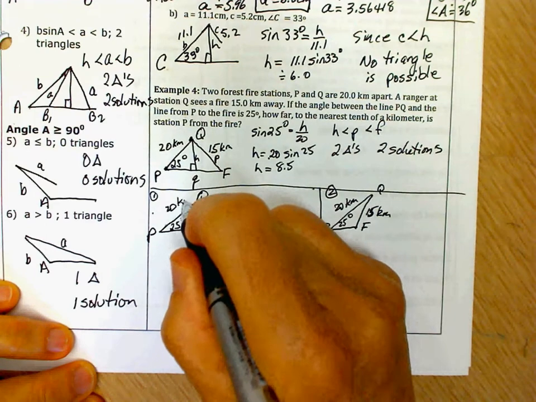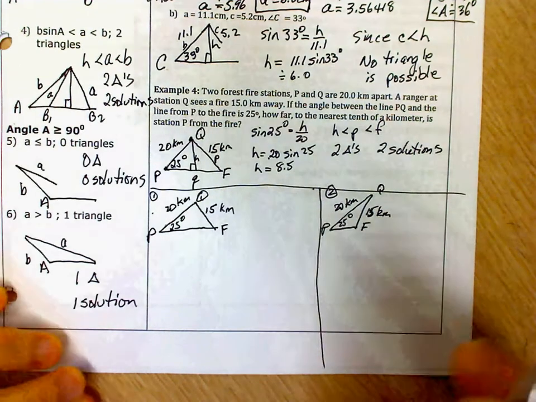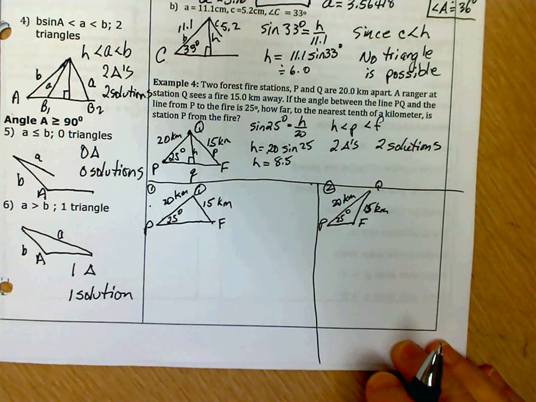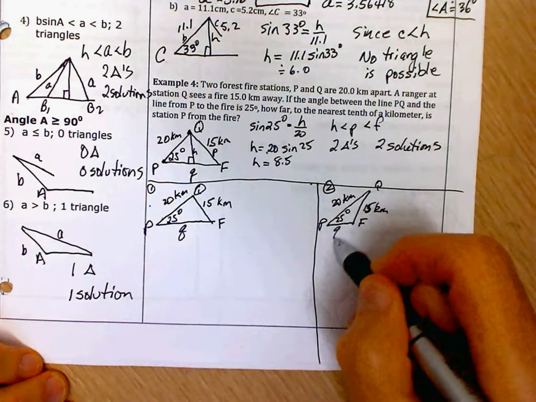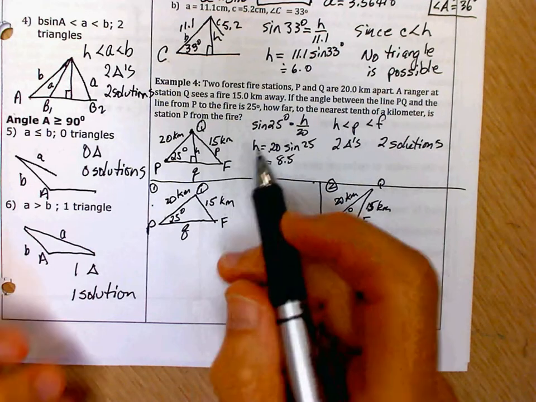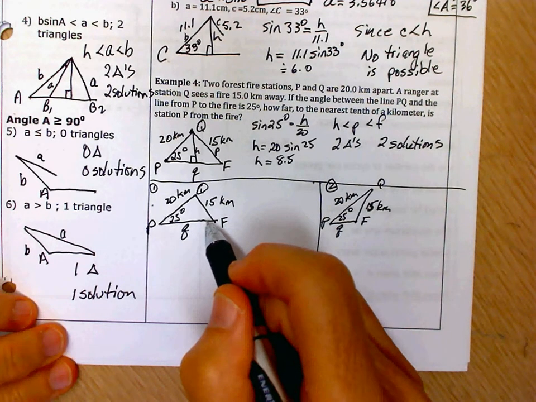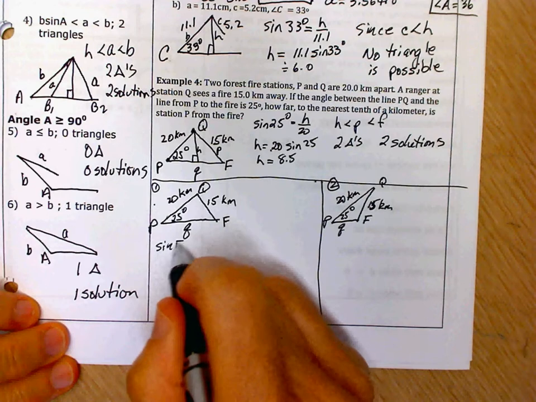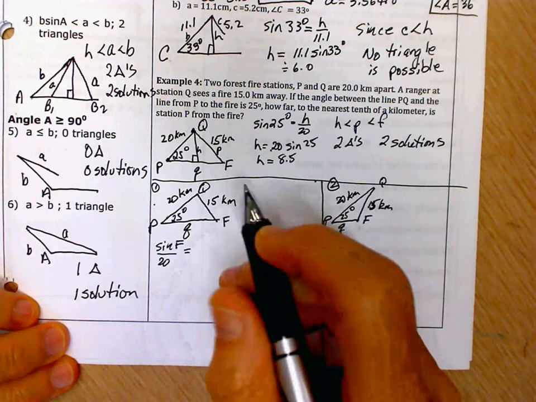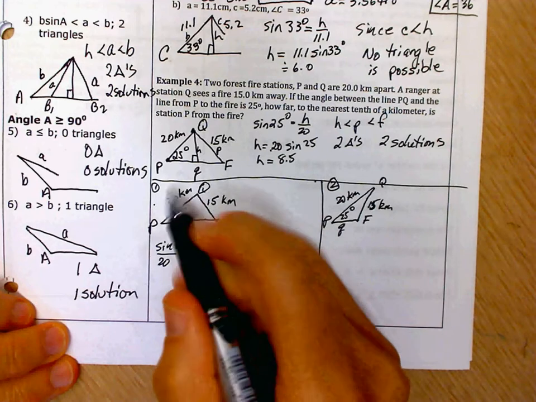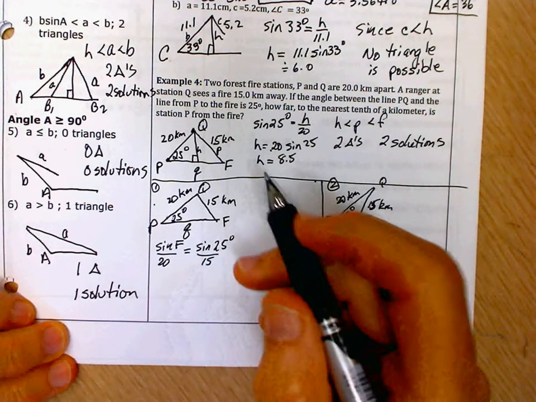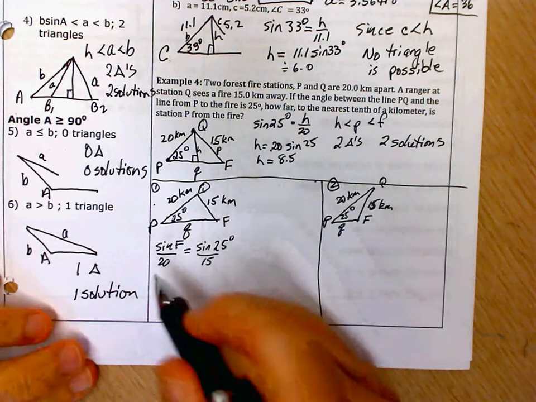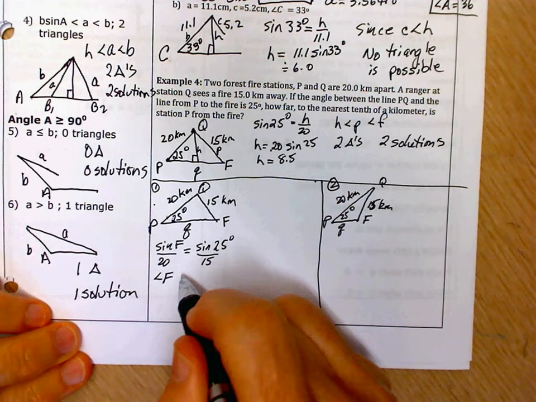So let's get started. This is Q, right? Alright. So, sine of F over 20 equals sine of 25 over 15. So, when you do the calculations, angle F is approximately 34.29757.